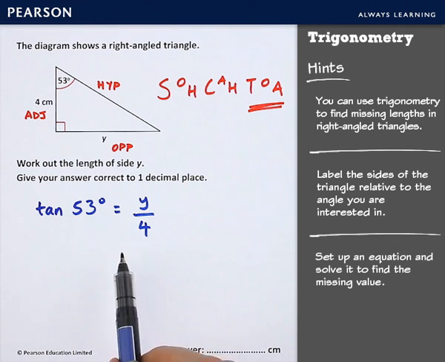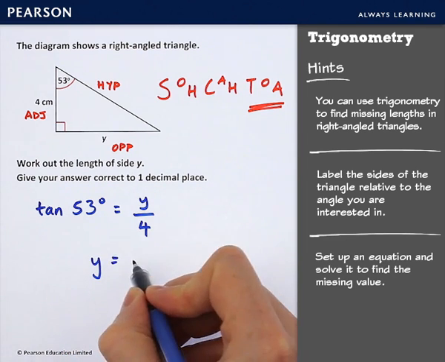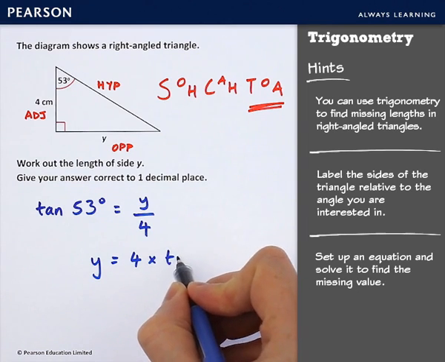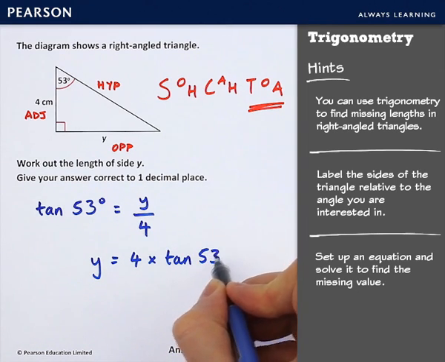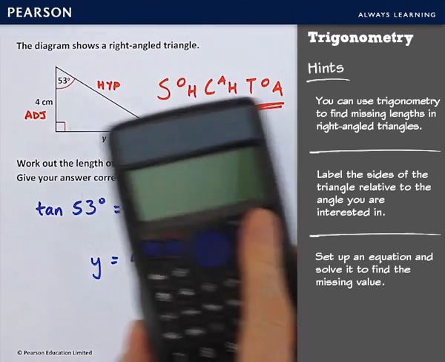To get y on its own, you have to multiply both sides of the equation by 4. So y equals 4 times tan of 53 degrees. You can work this out in one go using your calculator.